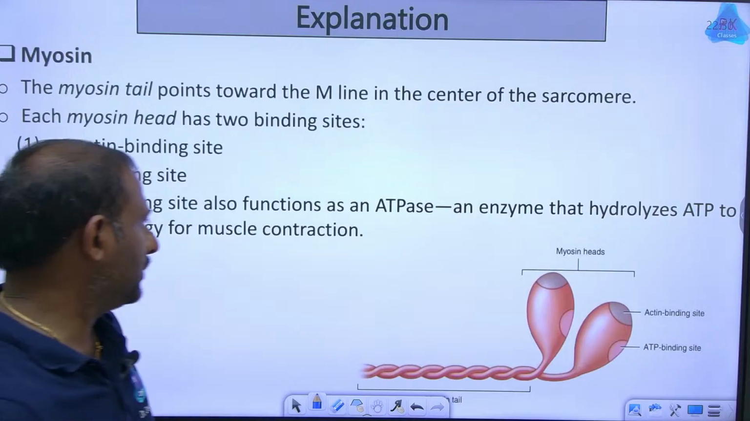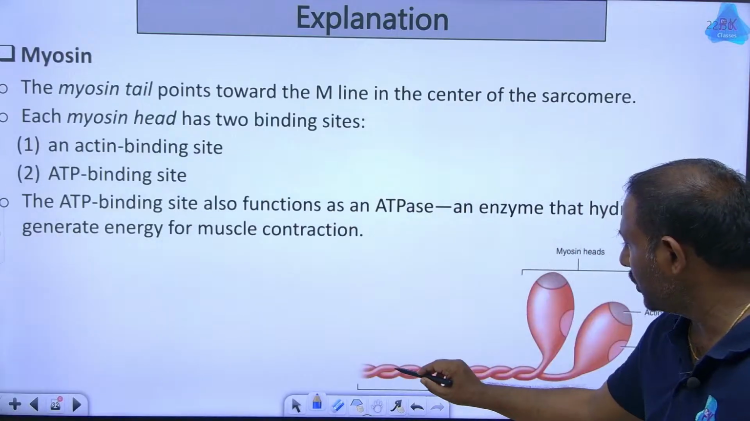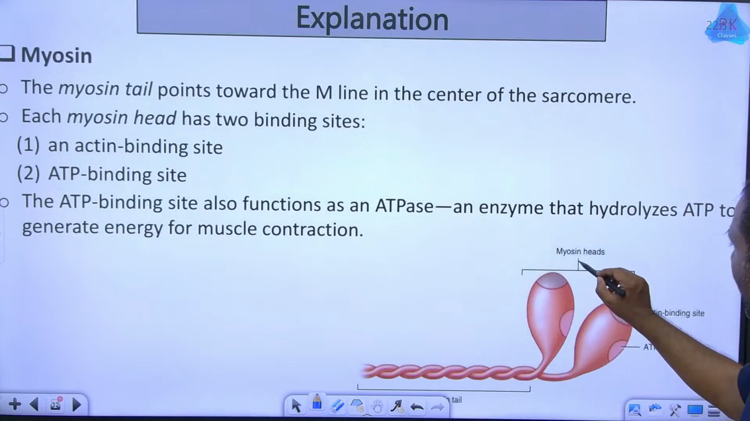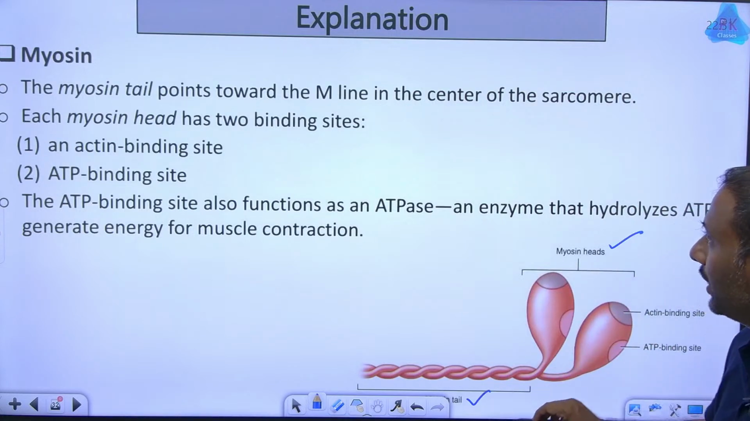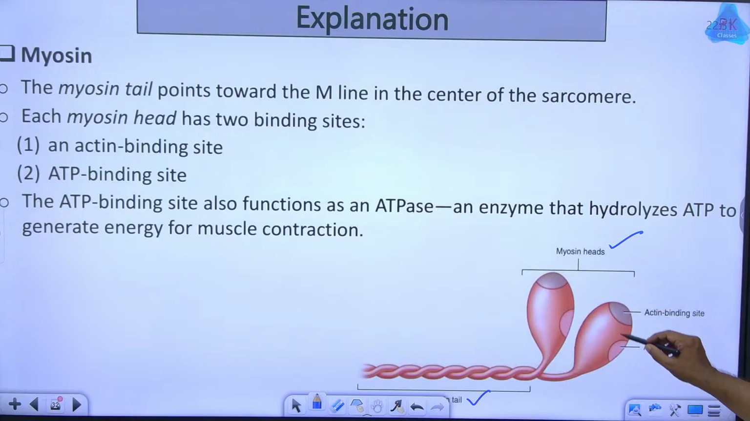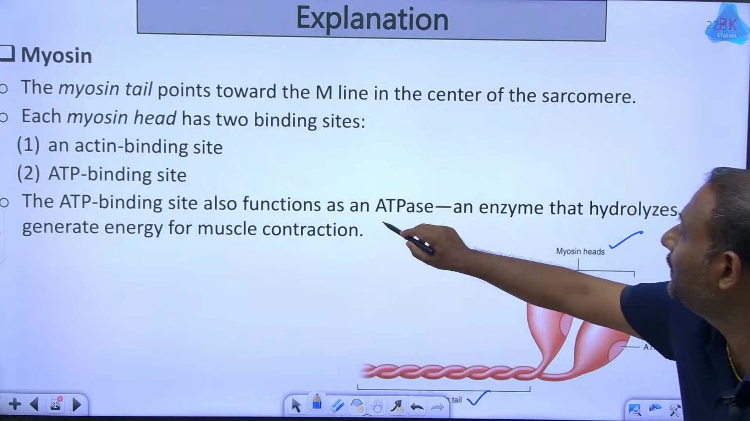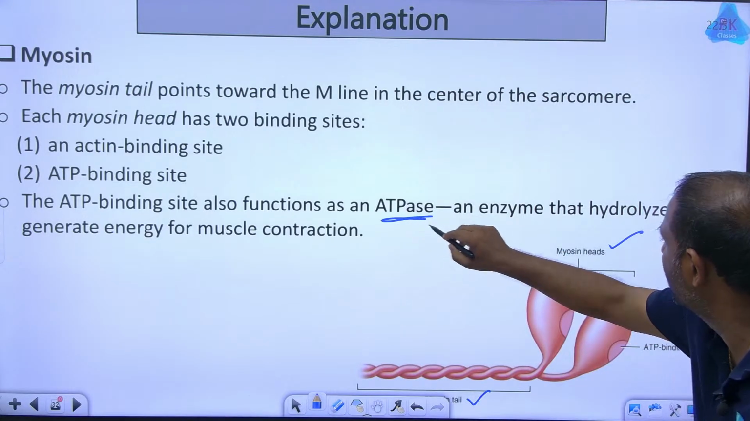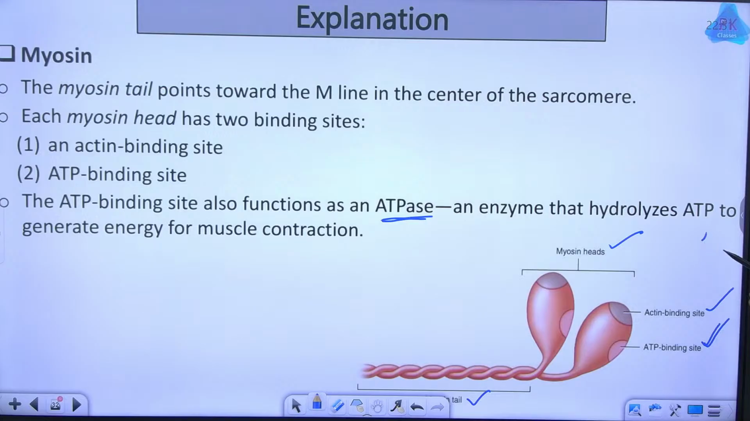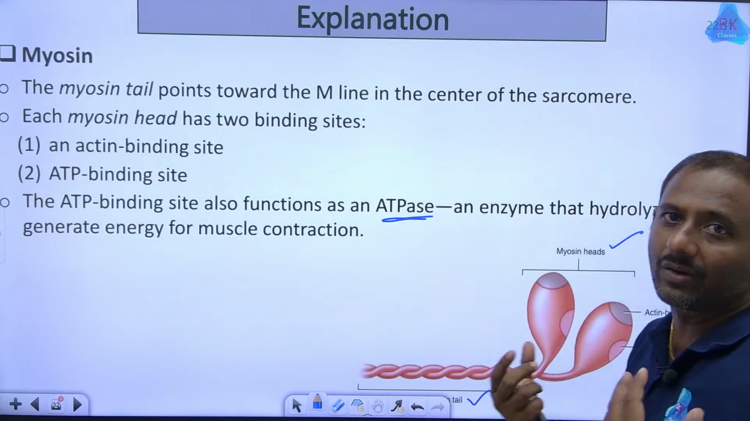Myosin has two parts, the myosin tail and the myosin head. In the myosin head you have two binding sites. One is the actin binding site, the other is the ATP binding site. This ATP binding site functions as an ATPase. So it's an enzyme that hydrolyzes ATP to generate energy, because energy is required during muscle contraction.